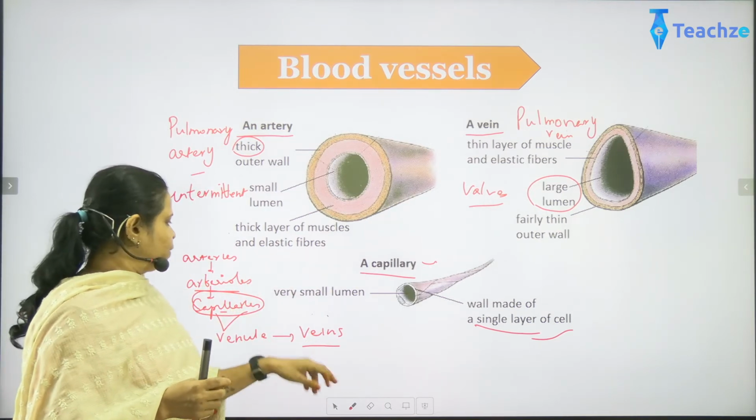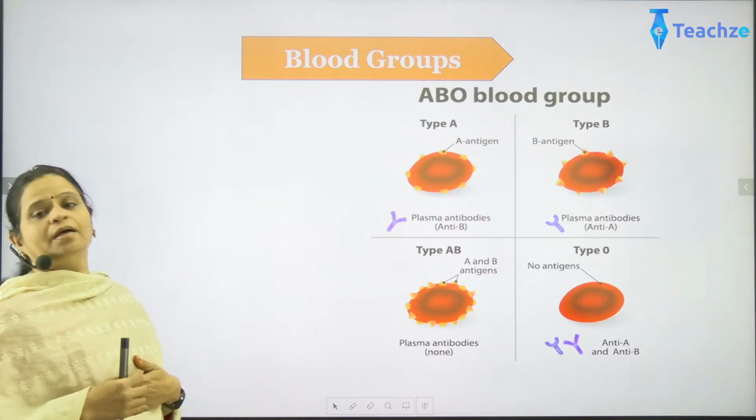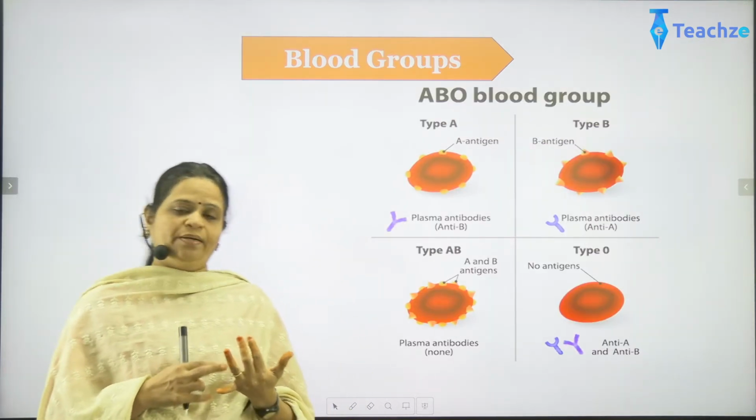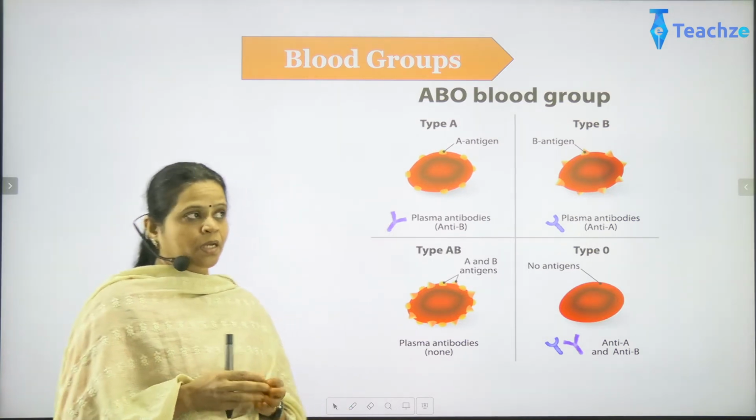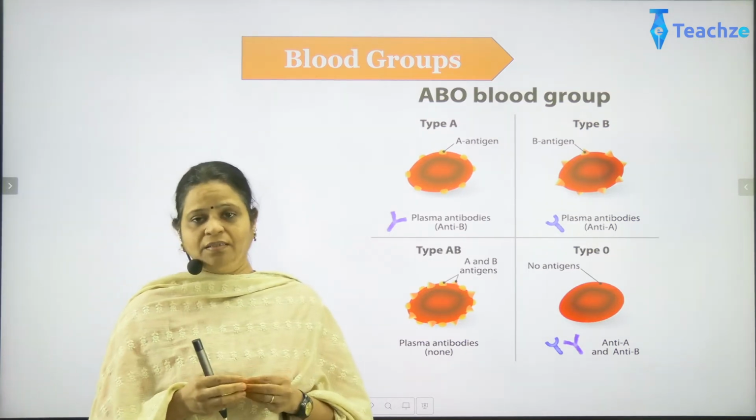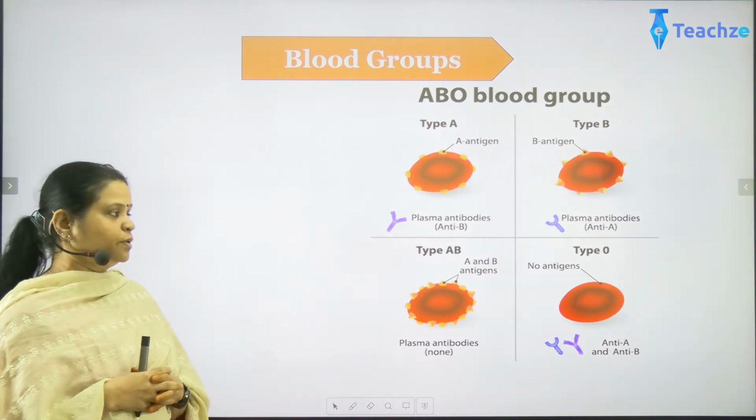And coming to the next one. So we understood what the blood vessels are and how clotting factors occur. Now let's take something very interesting. Have you ever imagined what your blood group is?